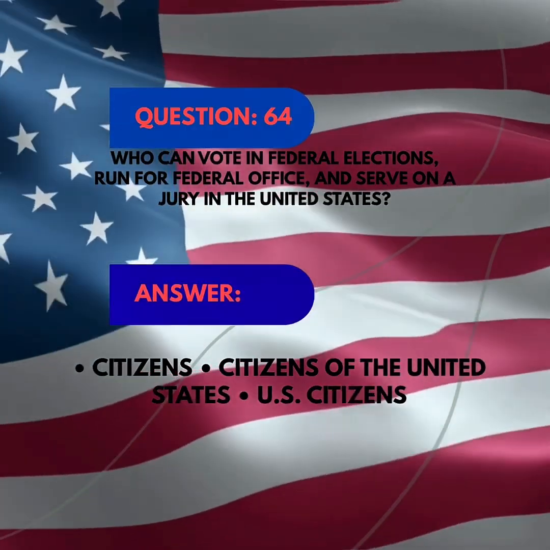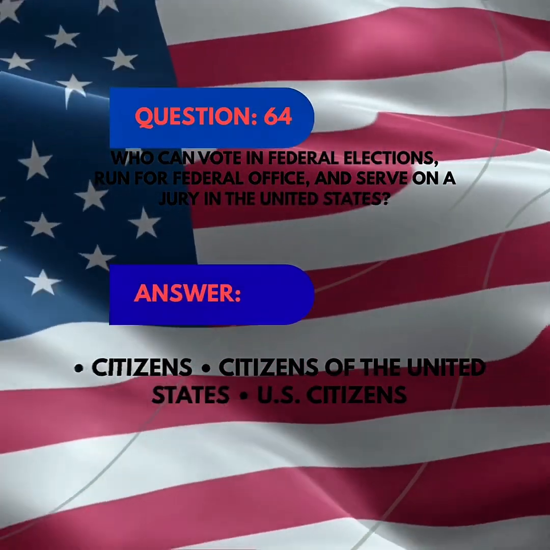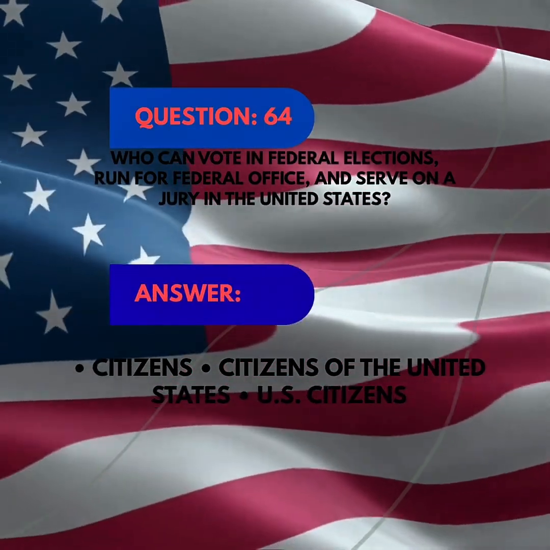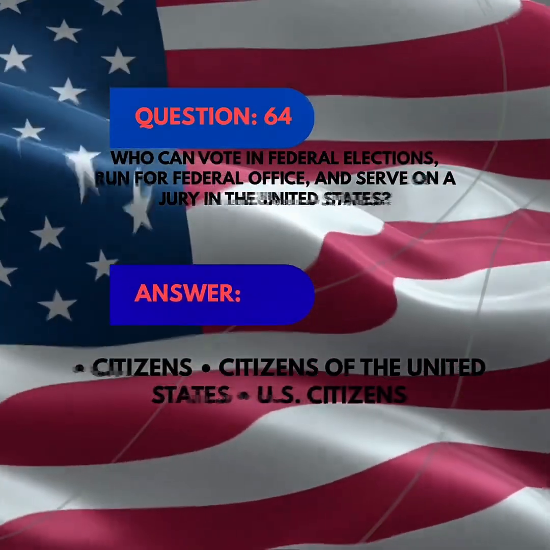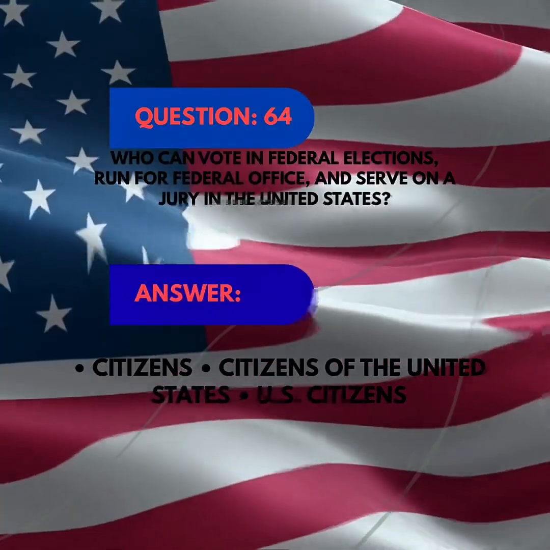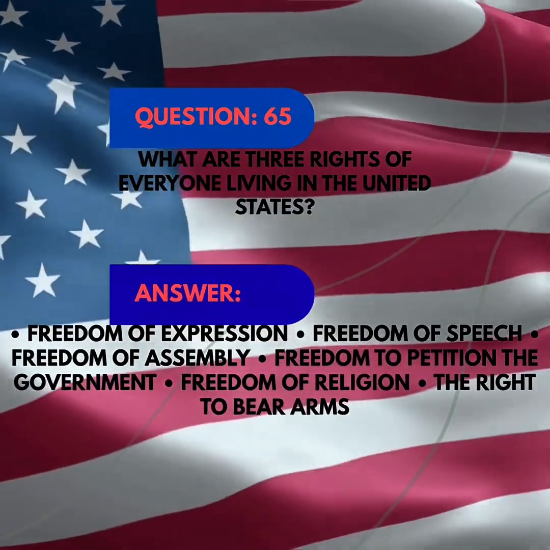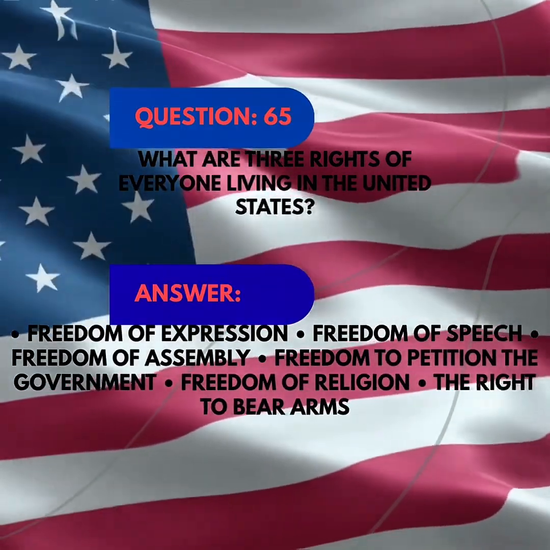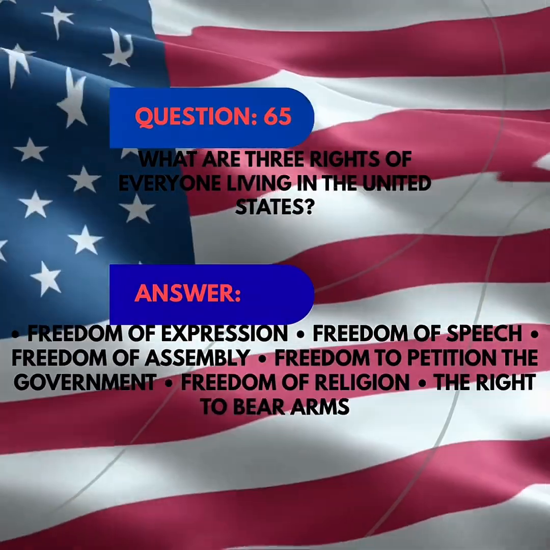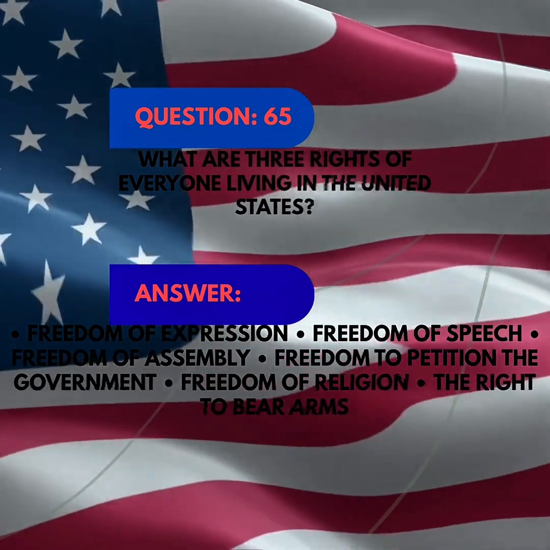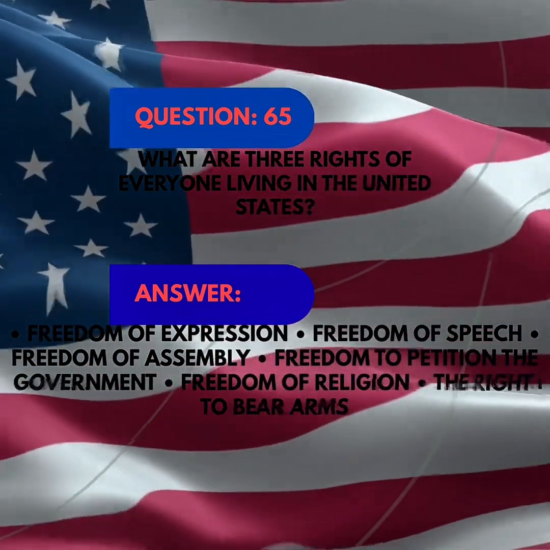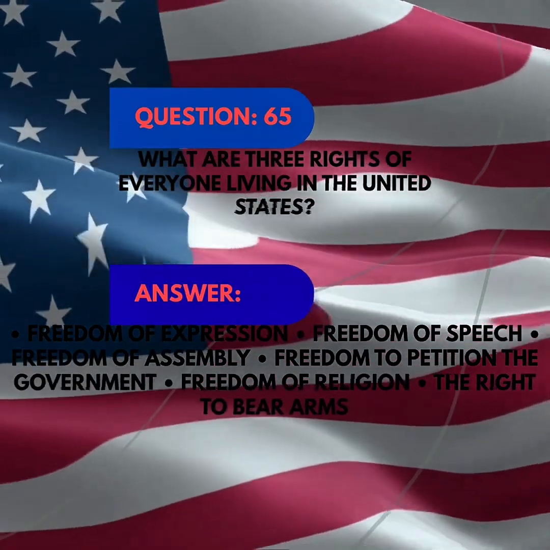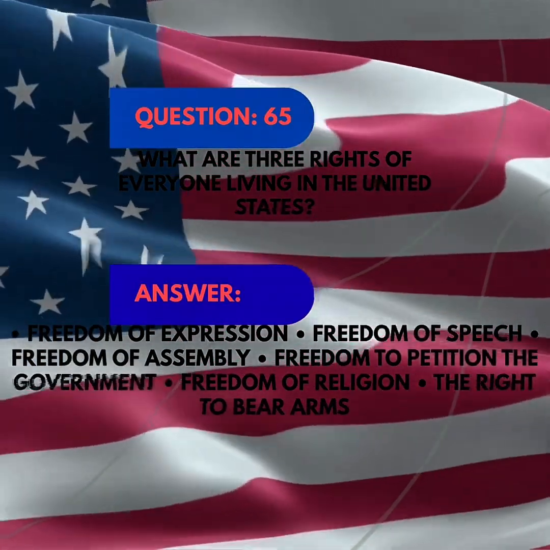Question 64. Who can vote in federal elections, run for federal office, and serve on a jury in the United States? Answer. Citizens of the United States. Question 65. What are 3 rights of everyone living in the United States? Answer. Freedom of expression, freedom of speech, and freedom of assembly. Others include freedom to petition the government, freedom of religion, and the right to bear arms.